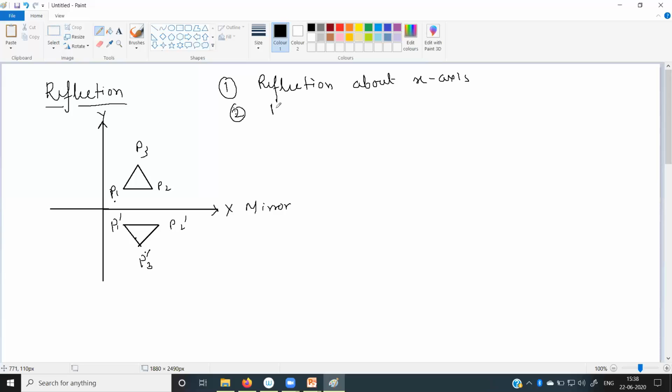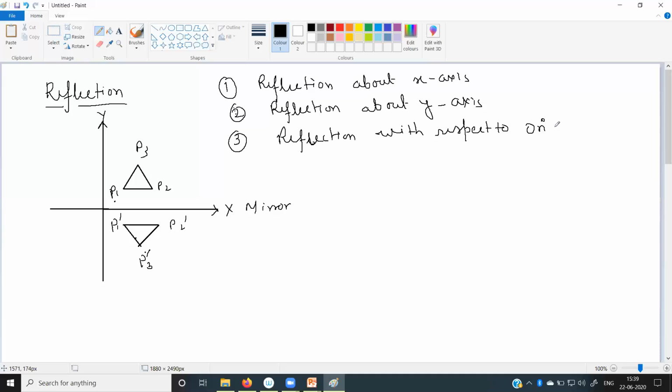The next one is reflection about the y-axis. And there is also another type of reflection, reflection with respect to the origin. So basically there are three types of reflection, and those are the main categories. Based on those basic categories, you can implement any type of reflection later.